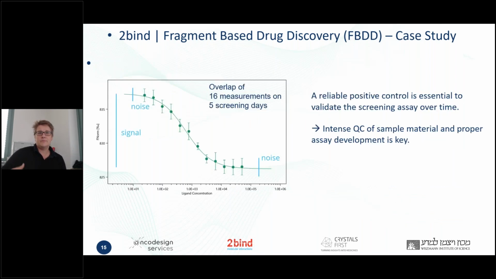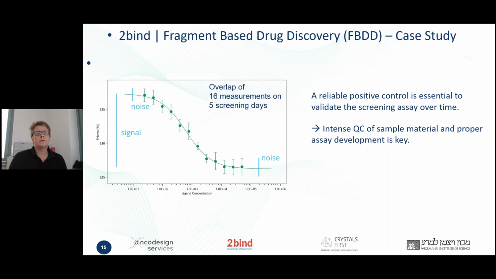So everything starts with a proper QC, not shown here for the sake of time. The protein was qualified. Also, for the sake of time, I cannot show the exact details on the establishment of the controls, but you can see the outcome.